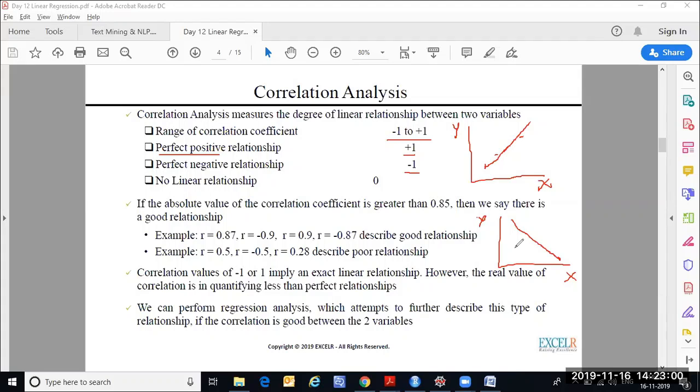Can you give me an example for a perfect positive relationship? Guys?